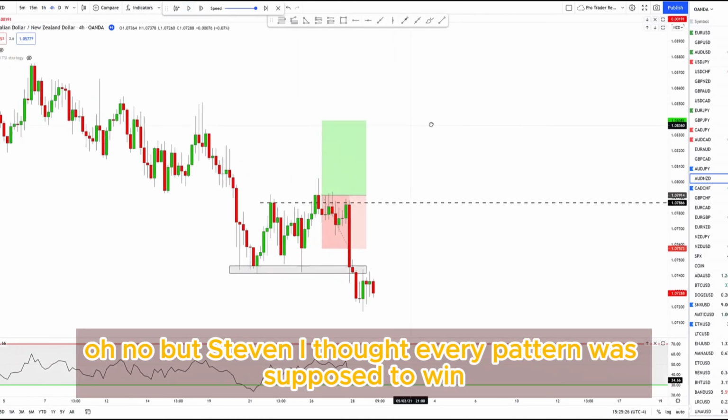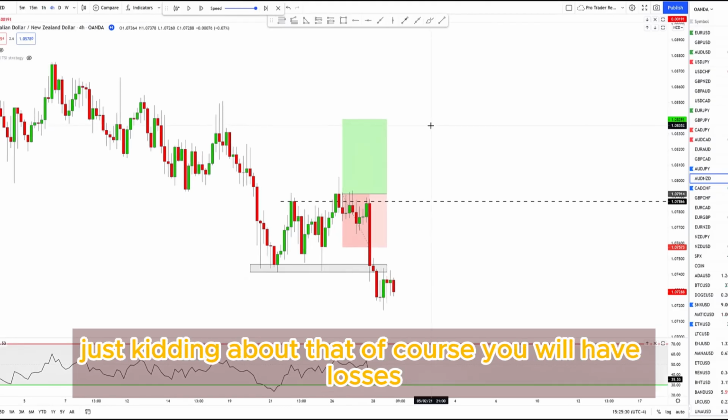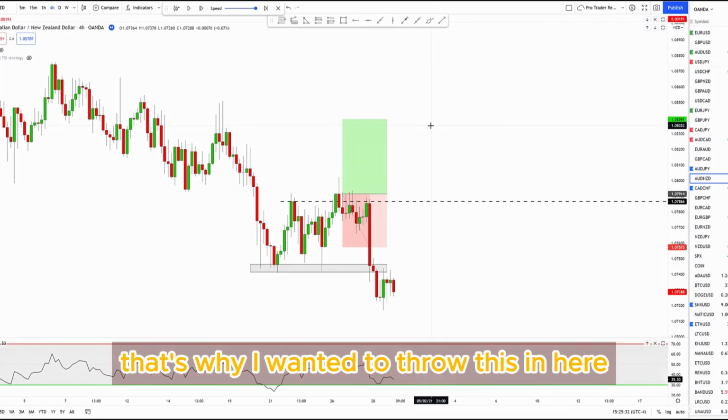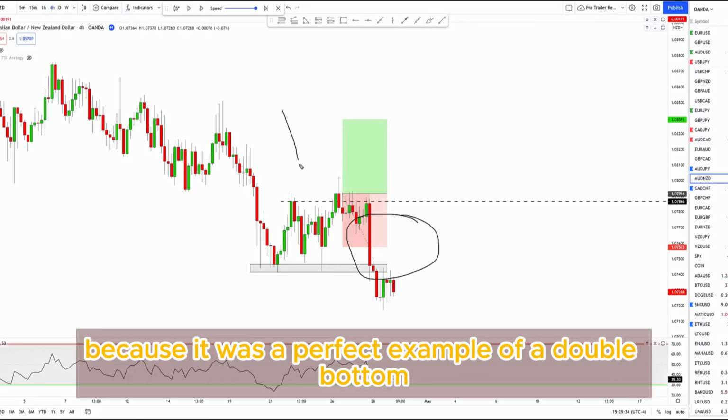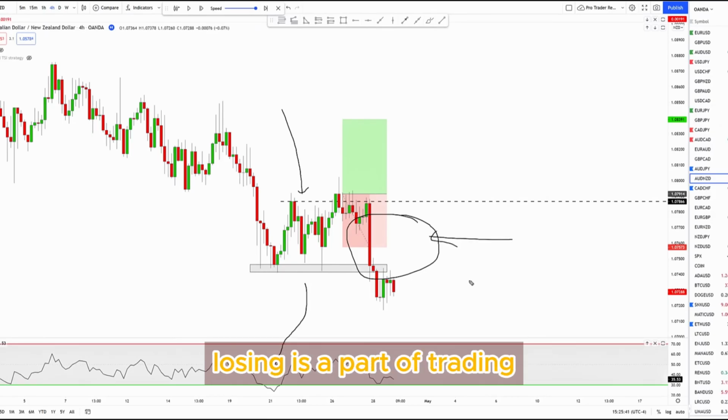Oh no. But Steven, I thought every pattern was supposed to win. Just kidding about that. Of course you will have losses. That's why I wanted to throw this in here, because it was a perfect example of a double bottom that met all of the conditions, but lost. And guess what, guys? Losing is a part of trading.